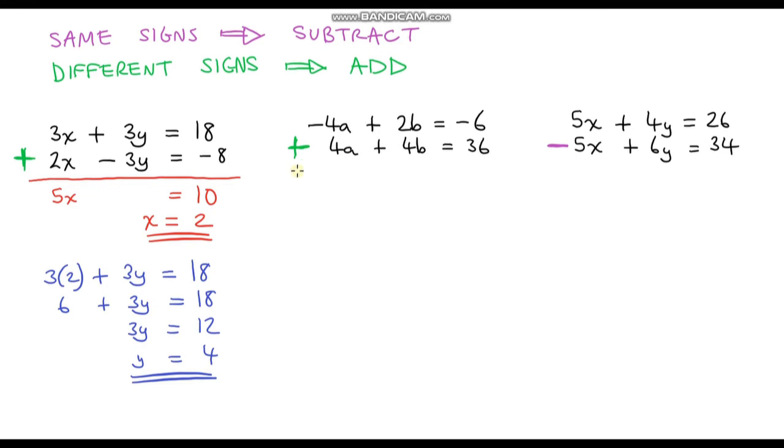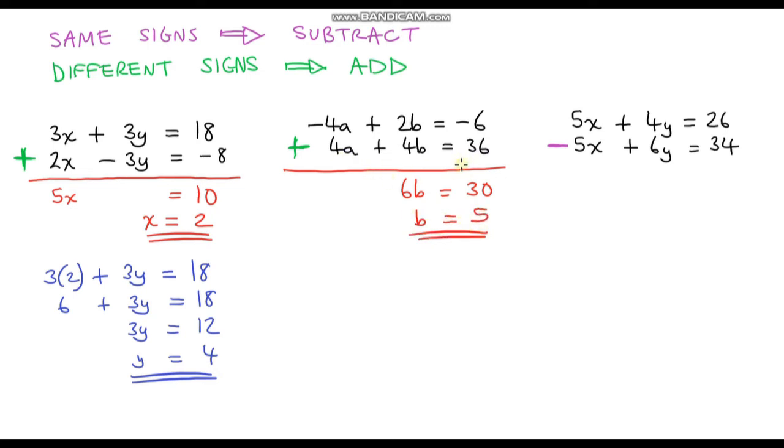Okay, so this one here, we're also going to add the 2 equations together. Negative 4a plus 4a is 0. 2b plus 4b is 6b. And negative 6 plus 36 is 30. So 6b equals 30. Therefore, b is equal to 5. So that's our value for b.